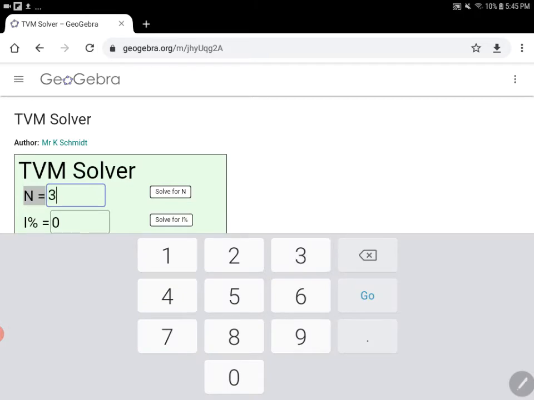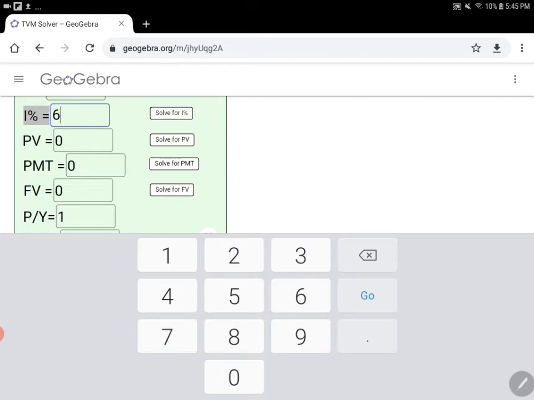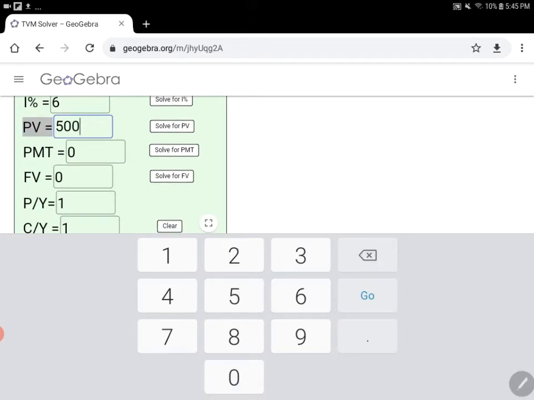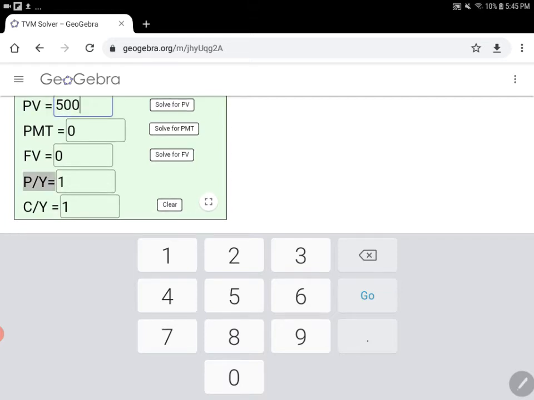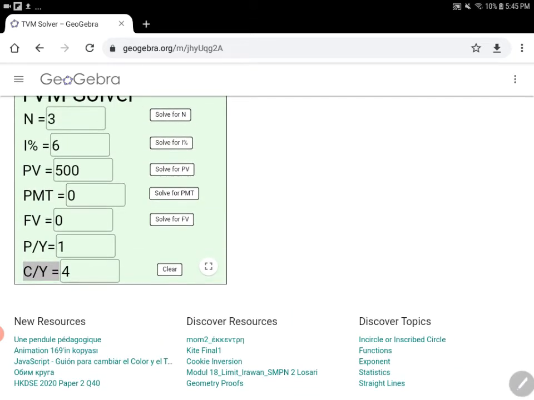So your N should have said 3. Your I% should be 6. Your present value should be 500. Payment, we said 0. Future value, we're leaving it as 0 because that's what we're solving for. P/Y, we leave at 1. And C/Y, the compounding periods, quarterly is 4. So now that we have all of that in there, we want to solve for future value. So we're going to click on that right where it has a 0. We're going to click on solver for FV, and we get negative 597.81.